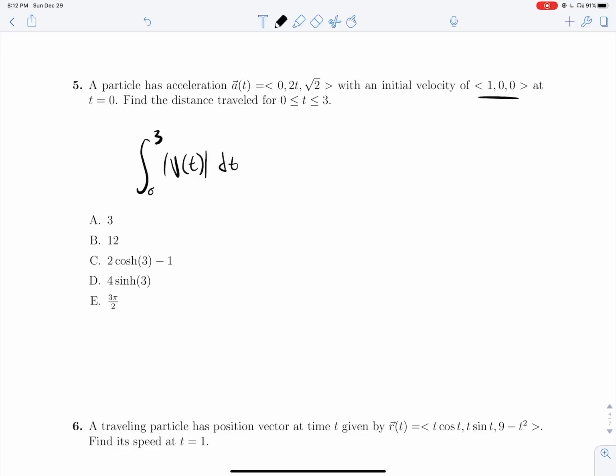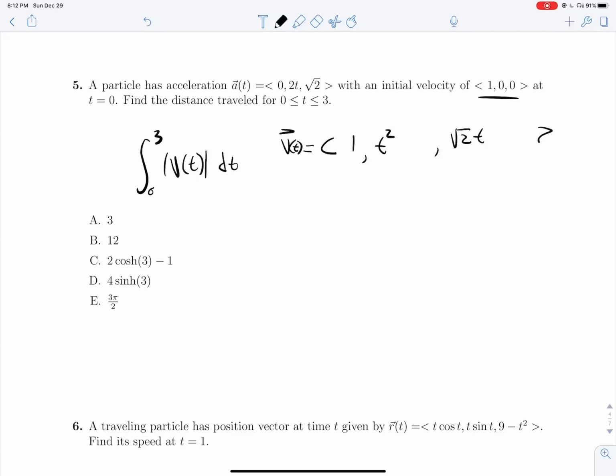That integration is going to give us c1 t squared plus c2 and root 2t plus c3. And we see whenever they tell us initial velocity, that really means t is equal to 0. So when t is equal to 0, we want our velocity vector, and I'll be specific here, this is v of t, we want our velocity vector to be 1, 0, 0, which means c1 has to be 1, c2 has to be 0, and c3 has to be 0.